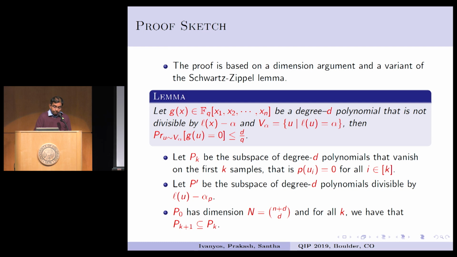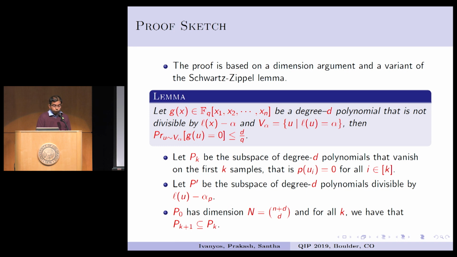I'm now trying to sketch the proof of this theorem. At a high level, the proof is based on a variant of the Schwartz-Zippel lemma and a dimension argument. Let me begin with the variant of the Schwartz-Zippel lemma. Let G(x) be a polynomial of degree d that is not divisible by L(x) minus alpha, and let V_alpha be the set of all the points where L(u) takes the value alpha.